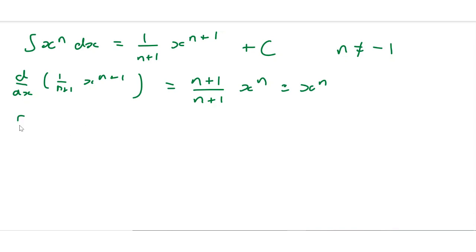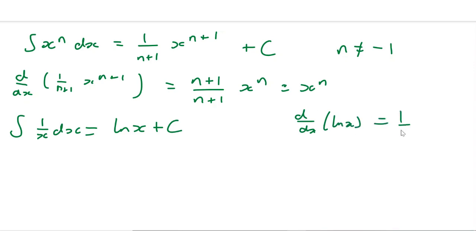Next up, the integral of 1 over x with respect to x. This integrates to ln x plus c. Nice and simple. Again, I think I've shown the derivative of ln x is equal to 1 over x. This is why we get this result. Okay.